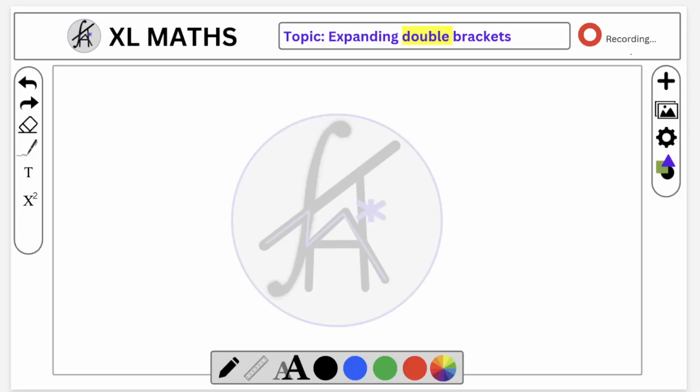Today we are going to be expanding brackets, and this is type 5, where we're going to be talking about expanding brackets where both the brackets are negative. What's important here is that both the brackets are the same, correct?